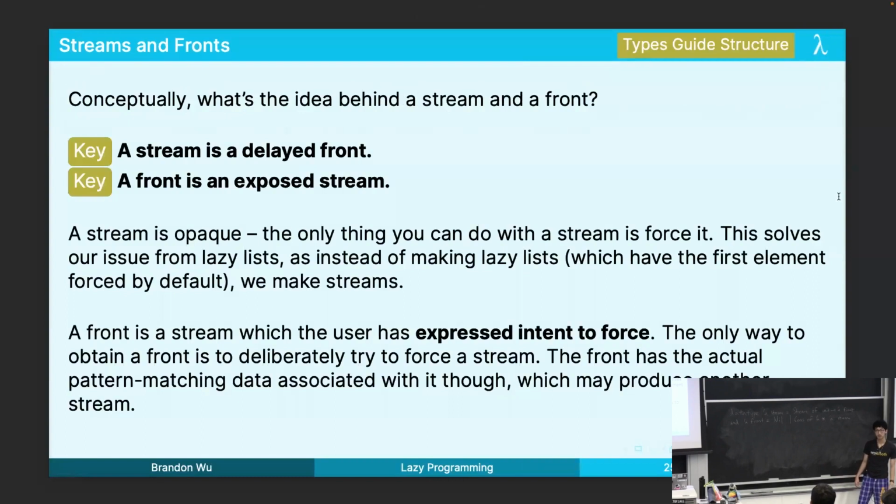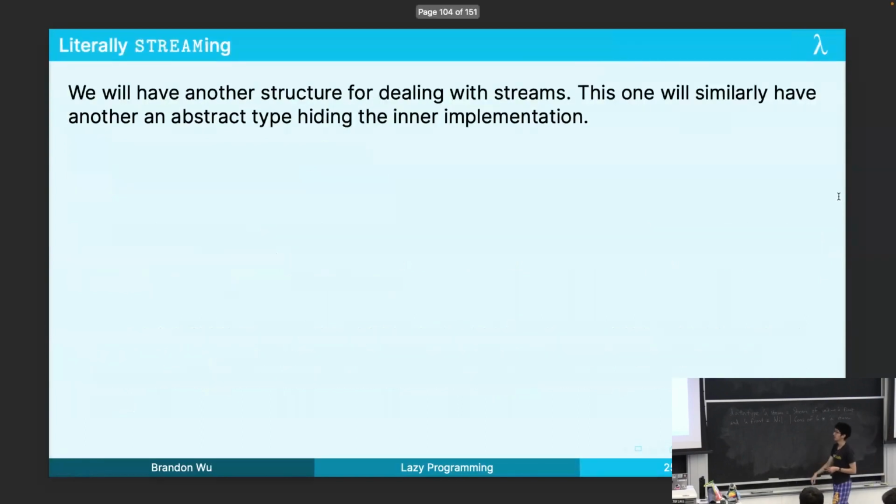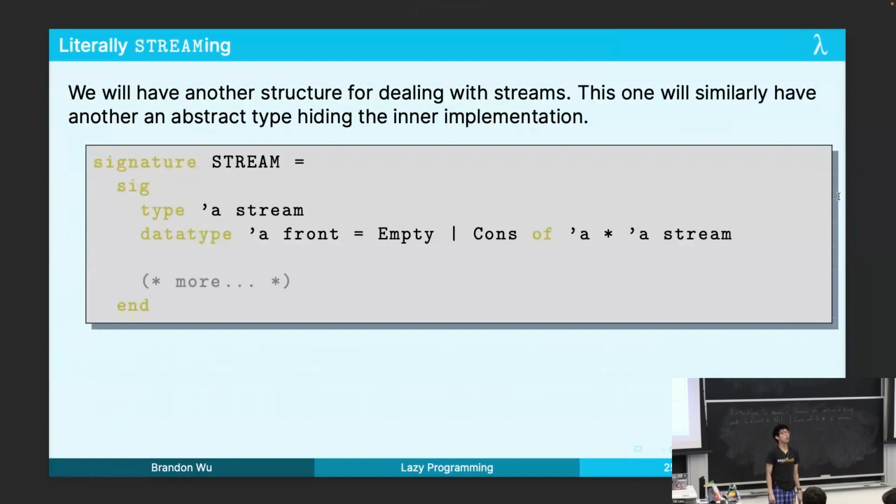Where I put the and, this one needs to be first, the second if it has the and, at any rate. I could have done data type alpha front equals and alpha stream equals. Stream is first because conceptually stream is the first thing, but it doesn't actually matter. We're going to have our own signature for streams, and it's going to look like this.